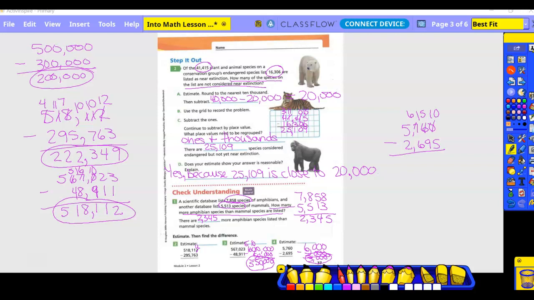Yes. 10 minus 5 is 5. 15 minus 9 is 6. 6 minus 6 is 0, and 5 minus 2 is 3. So our actual answer is 3,065. Is that close to 3,000? Yep, so we're good to go.